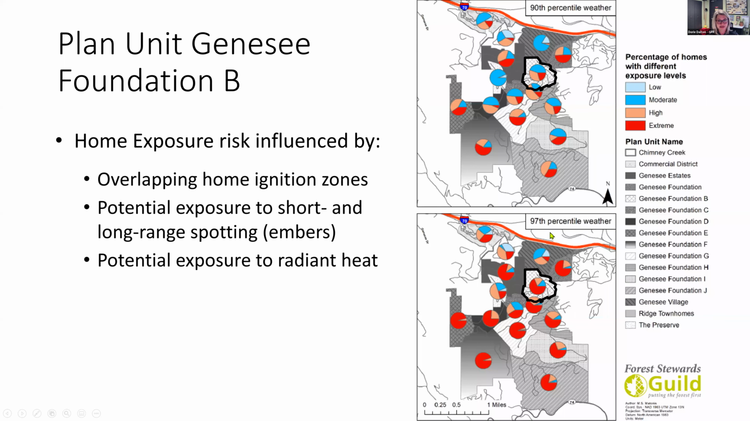And then we move to the 97th percentile fire weather conditions, right? And here you are. And this jumps up to almost 3/4 are an extreme risk. All right. So again, we're talking about your overlapping ignition zones, your exposure to the embers and radiant heat.